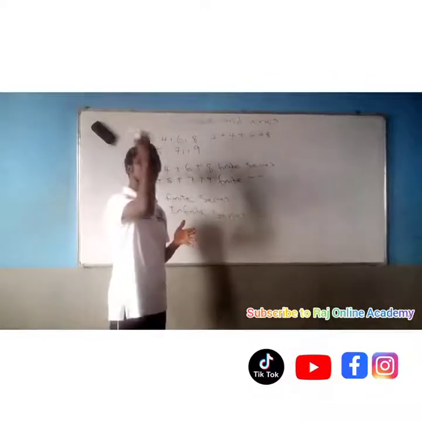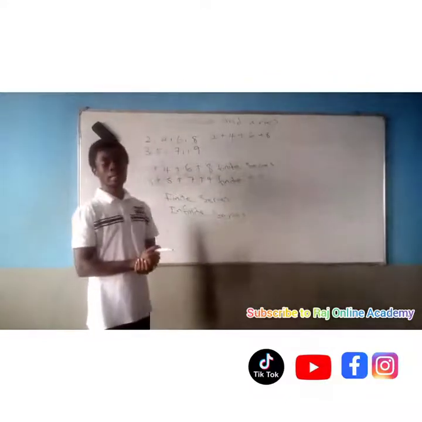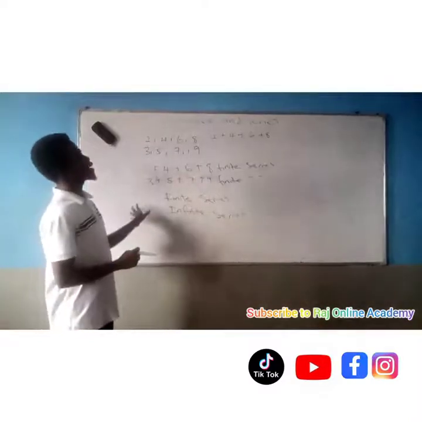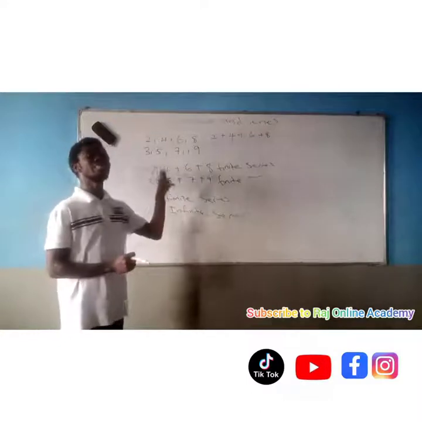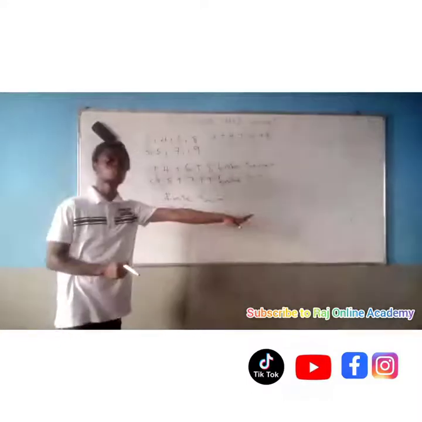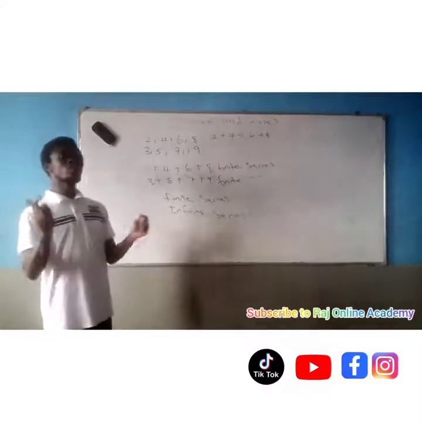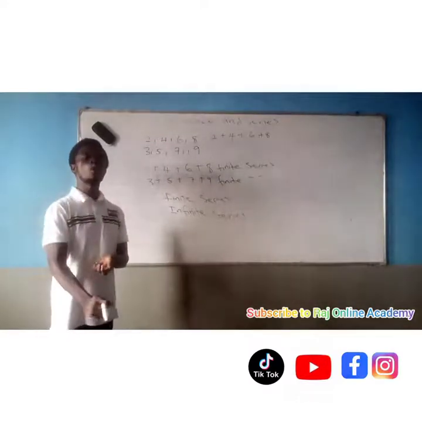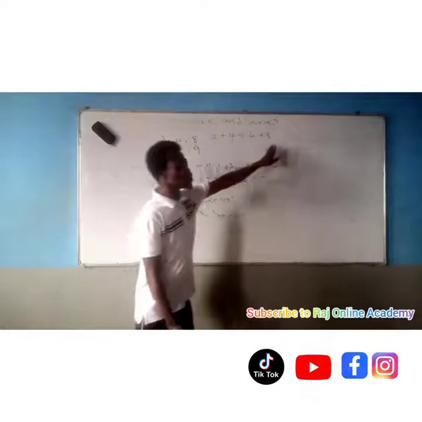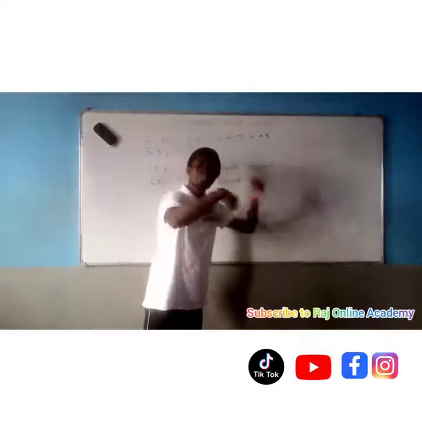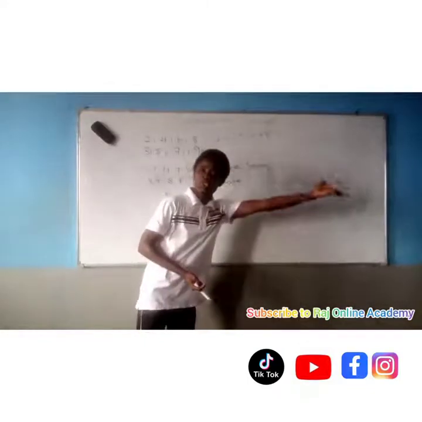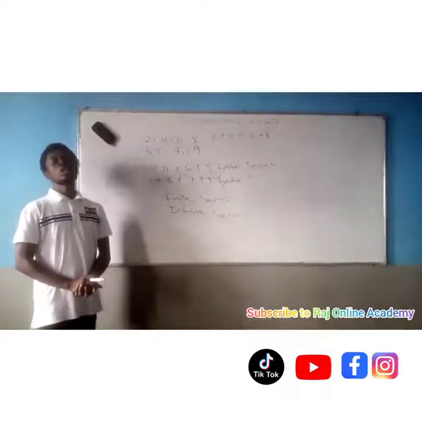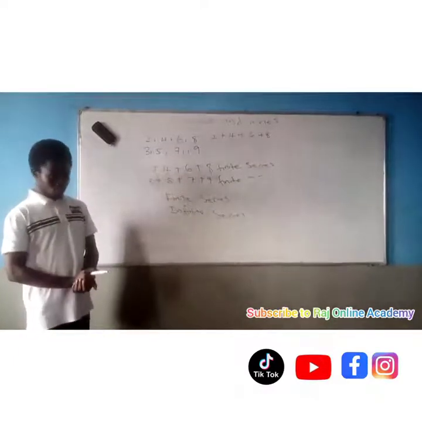It means it continues, or we cannot count the last term. Where we can count the last term, that particular expression is a finite series. And where we cannot count the last term, or where the last term is unknown, or where we see 3 dots, it means that particular expression continues. We don't know the last term. It cannot be counted.